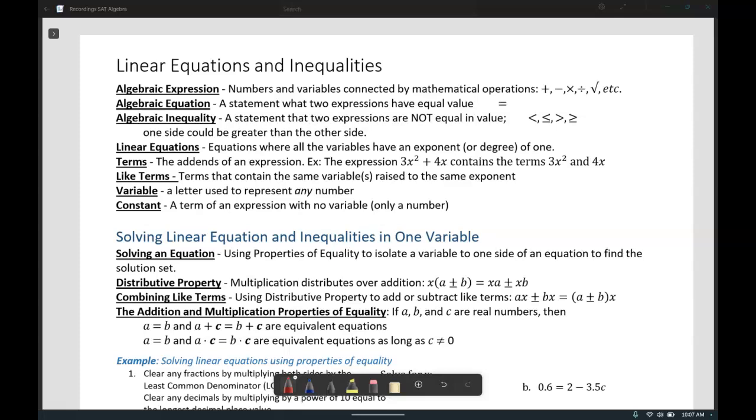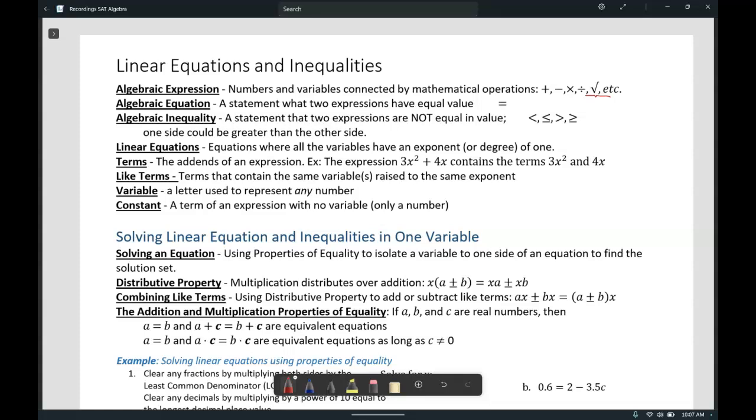Now there's a lot of terms that we want to make sure that we understand as far as vocabulary is concerned, so let's go through those real quick. Algebraic expressions, our first one. These are just numbers and variables connected by mathematical operations such as addition, subtraction, multiplication, division, and we have other operations as well such as square roots and exponents.